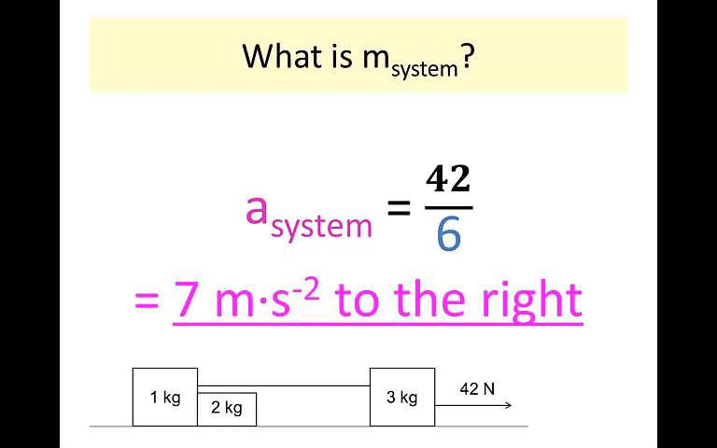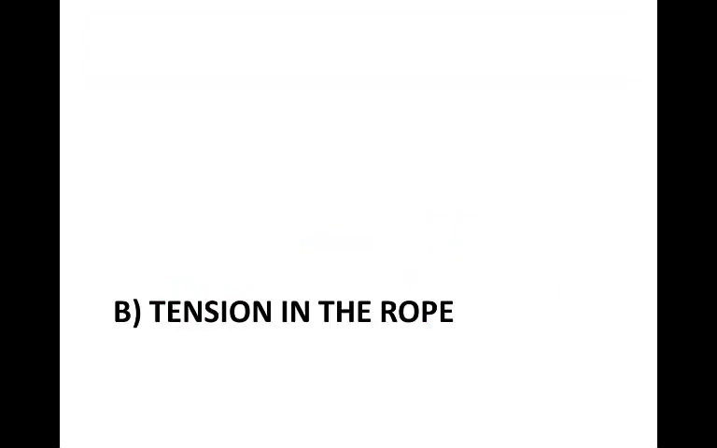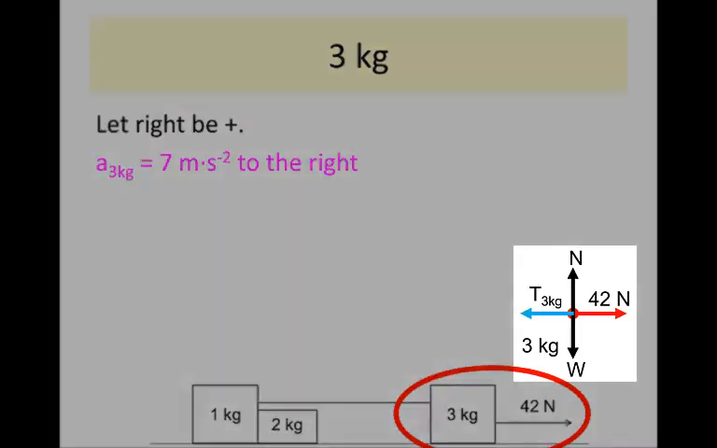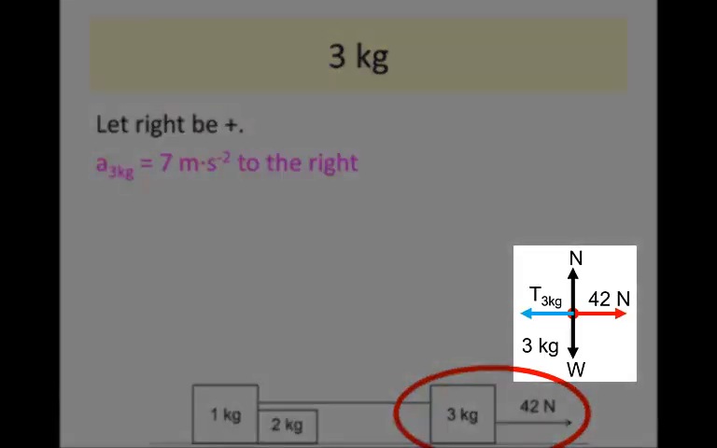Notice that the direction of the acceleration is the same as the direction of the net force, which was to the right. Now we need to answer question B. What's the tension in the rope? We focus on the 3 kilogram object to answer this. Why? Because when we look at the free body diagram of the 3 kilogram object, we see that the only unknown force there is what we're required to find out, the tension acting on the 3 kilogram body, which is the same as the tension acting on the 1 kilogram object. In other words, it's equal to the tension in the rope.